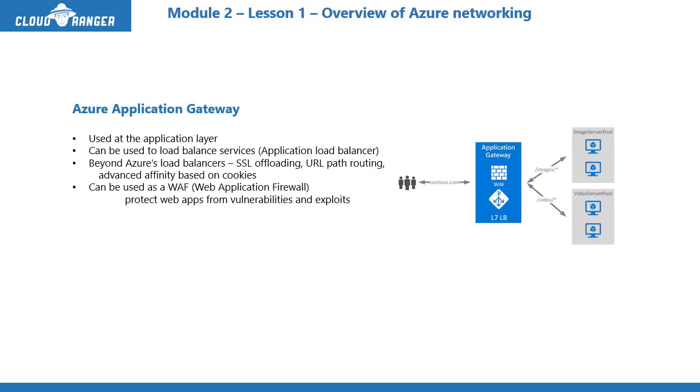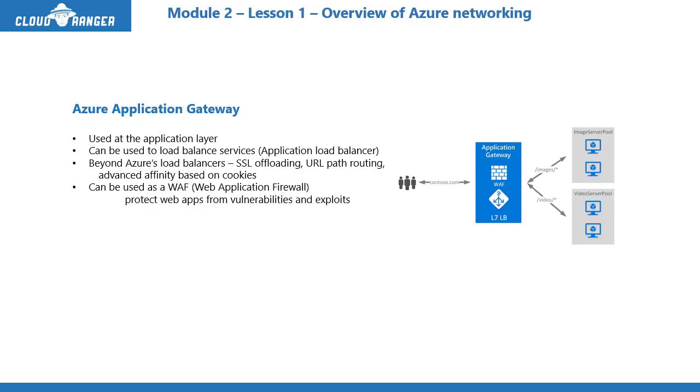Now, the next thing is the Azure Application Gateway. This is actually used at an application layer, and it can be used to load balance services. The previous one was a network load balancer. This is an application load balancer. So it goes beyond Azure's load balancers we talked about. This application gateway will allow you to do SSL offloading, URL path routing, and advanced affinity based on cookies. As you can see from the previous load balancers, this is a little bit more advanced.